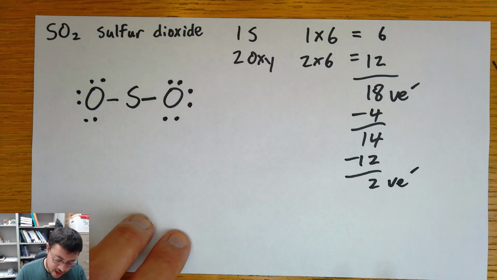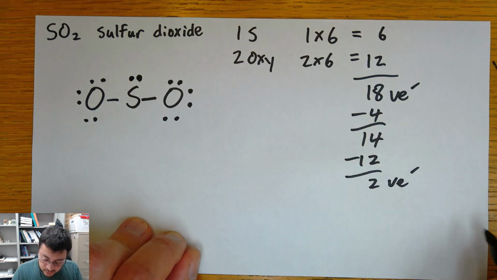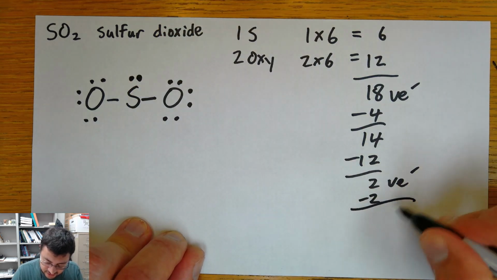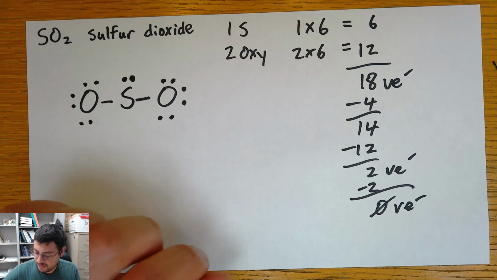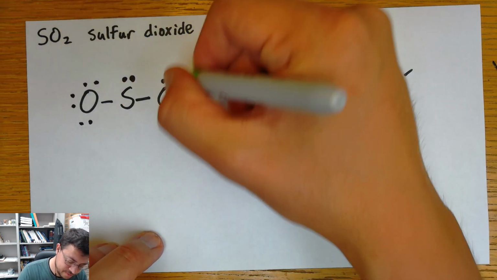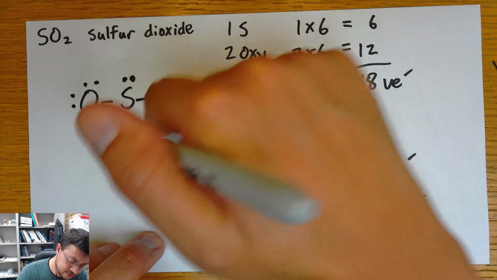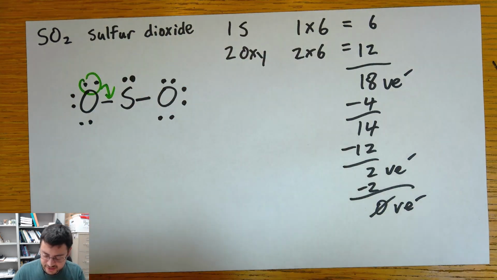Two left. Oxygens are done. Go to sulfur. We have spent all of our electrons. We have nothing left, but sulfur is still hungry. So let's make a double bond. We have 6 pairs to choose from. Just choose one of them. It doesn't matter.